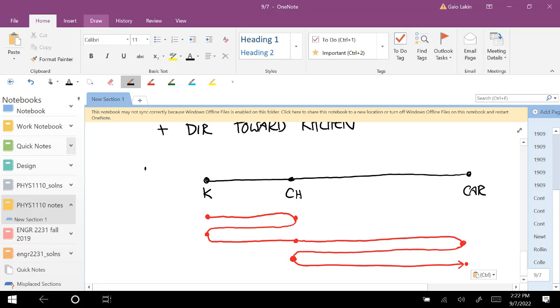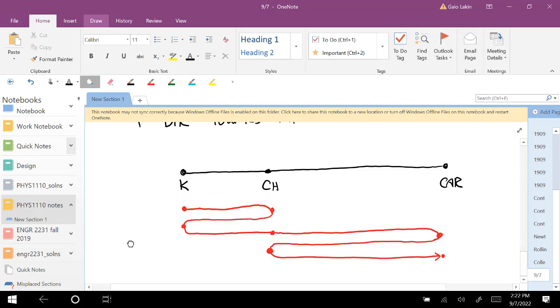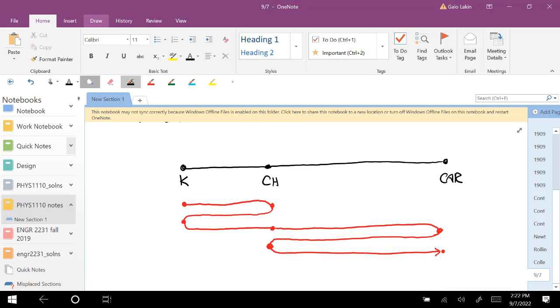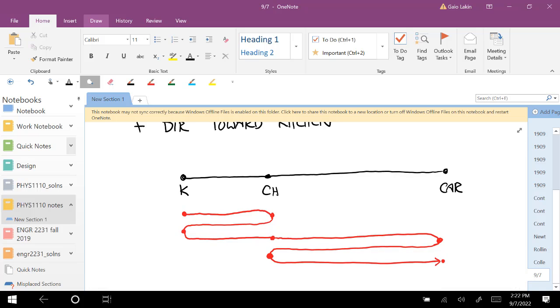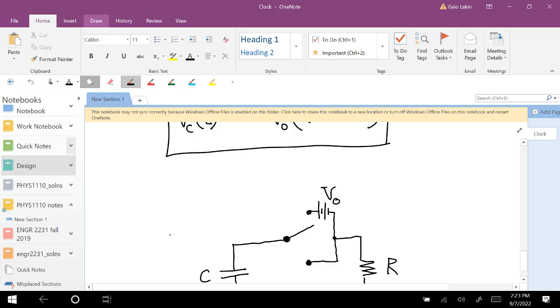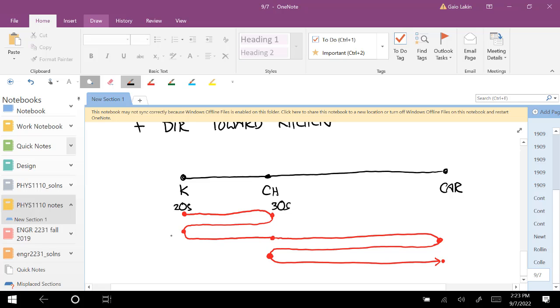Okay, so here's the motion. I just copied that from before because the motion doesn't change, but our labels are going to change. With this choice of 0 time, let's label the times on these instants. What's the time when the person starts walking in the kitchen? 20. So 10 more seconds is 30. 10 more seconds after 30 is 40.